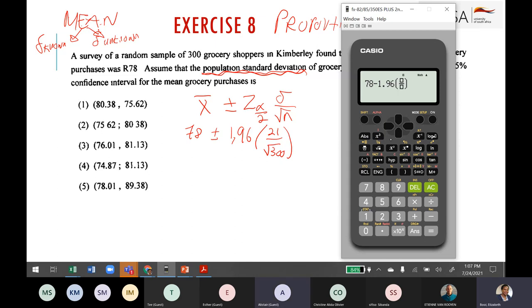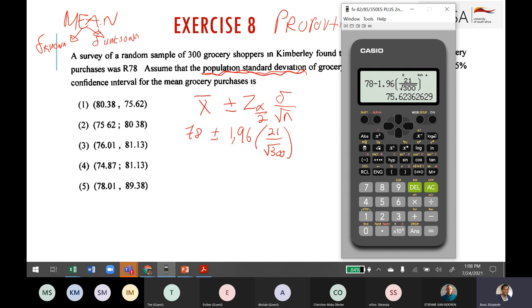Nice catch, Etienne. I'm already having calculator problems. It's very personal for me at the moment. I don't know why I'm struggling so much with my calculator. I'm fighting with it. Happy? There we go.